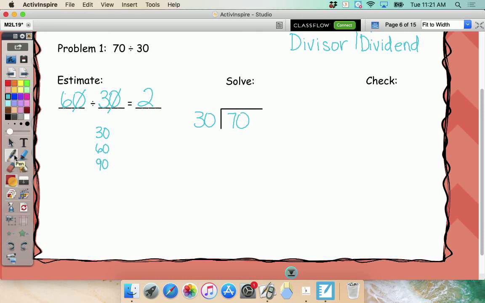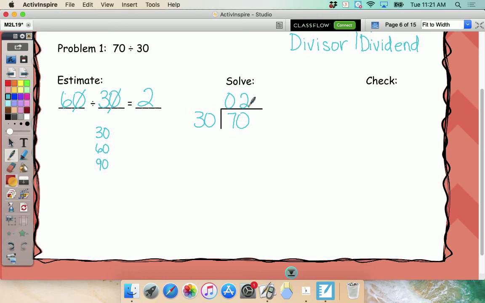On top of the 7. Wrong. On top of the 0. Can I make 30 groups out of just 7? No. So that's a 0. And you're going to see a lot of this. So where will I write the 2? On top of the 0.